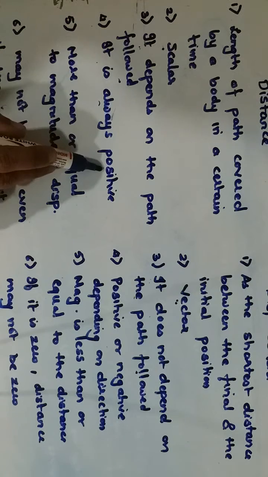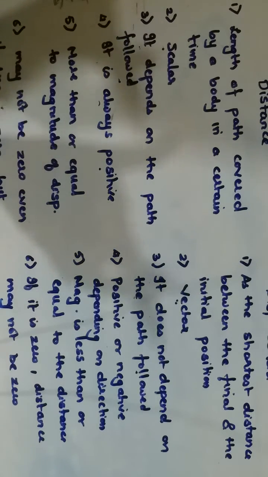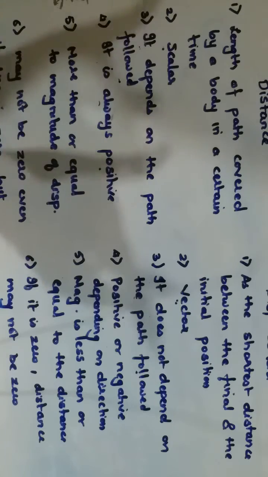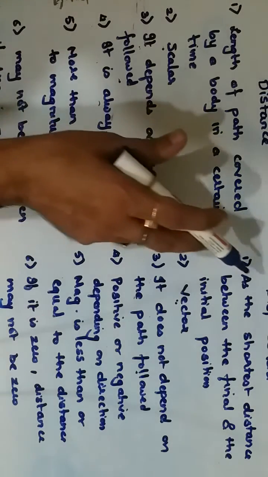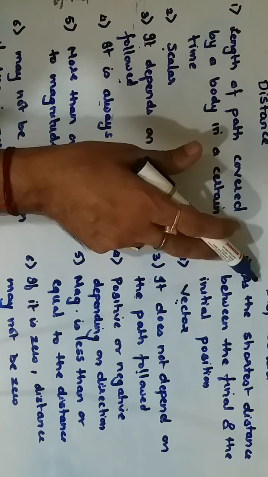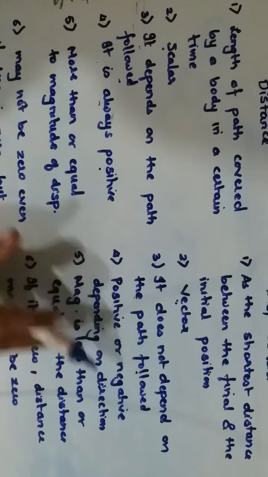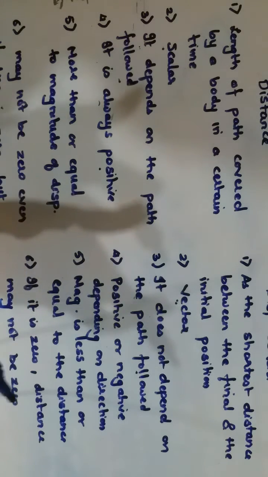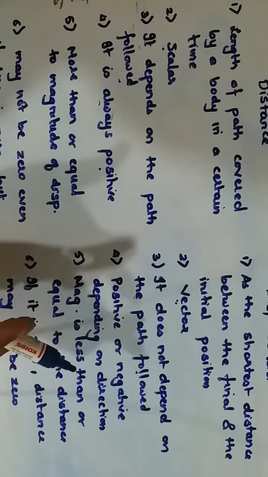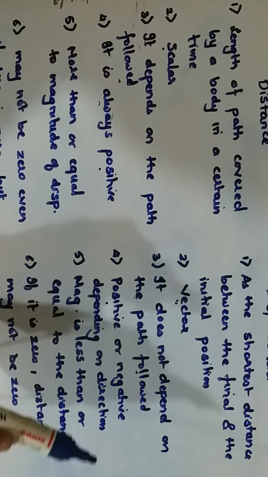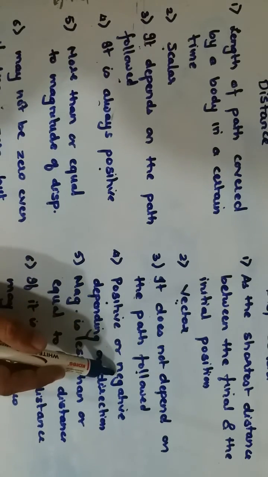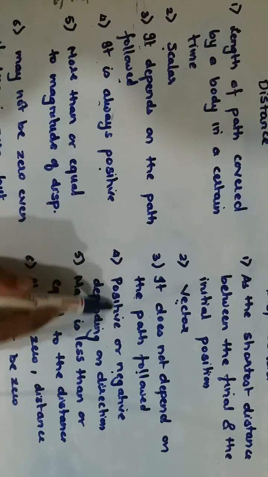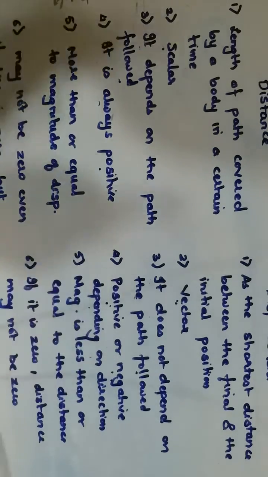Distance is always positive because it is just the measurement of a length, and the length is never negative. But in case of displacement, I explained two cases. It may be positive or it may be negative depending on the direction. I said if the two objects are traveling in the same direction, I can add up, that is, it remains positive. But if one is moving in one direction and the other in the opposite direction, we consider it to be negative. So it may be positive or negative depending on the direction.